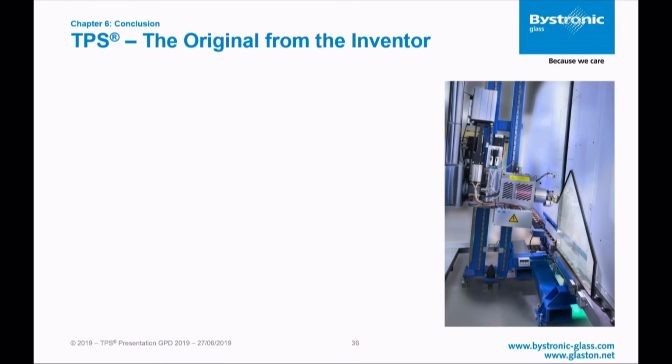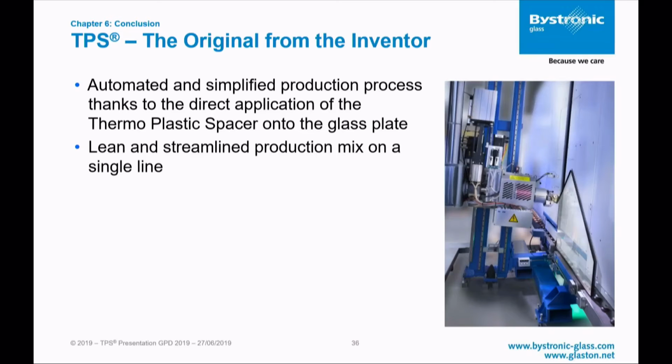So, let me come to a short summary of my presentation for the TPS. With the TPS process, you have the automated application process. Let me say it is simplified. You only feed the line with data, and then the complete production process, or the spacer application, goes automatically directly to the glass. So in production, you can reduce the complexity, you can reduce the failure rate, so you can reach a lean and automated production.